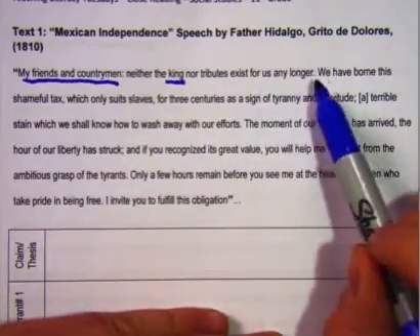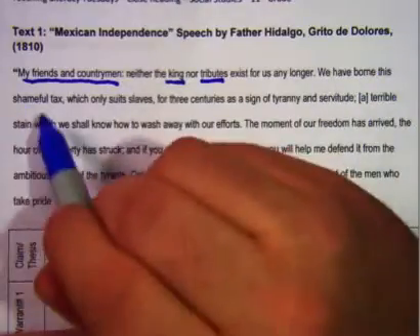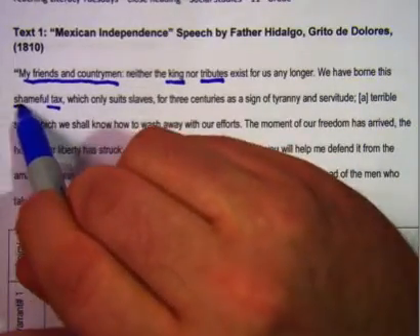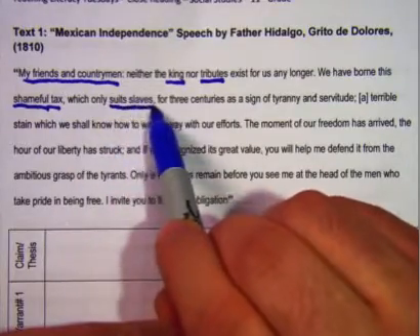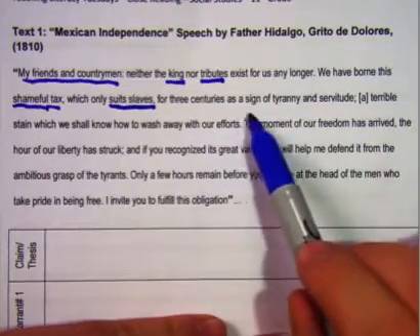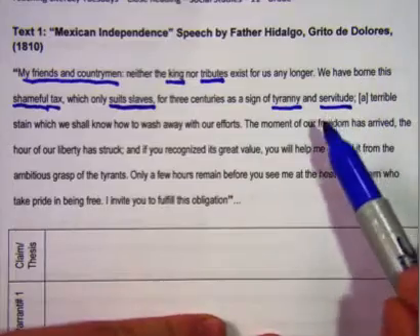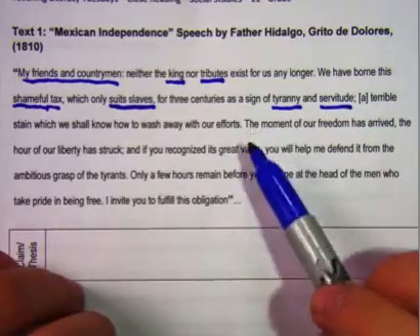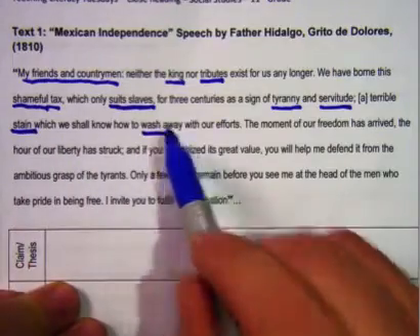Tributes no longer exist. What is a tribute? We have borne this shameful tax. That could be important. Also that it's shameful, which only suits slaves. So a condition of slavery might be important. 3 centuries as a sign of tyranny and servitude are a terrible stain, which we shall now wash away with our efforts. So we've got stain, wash away.